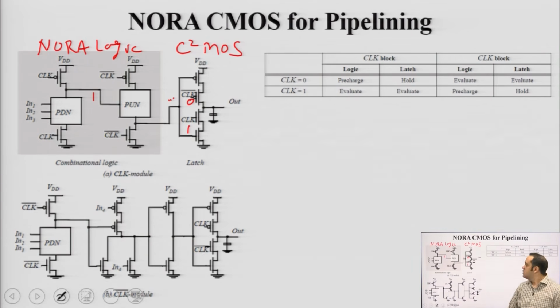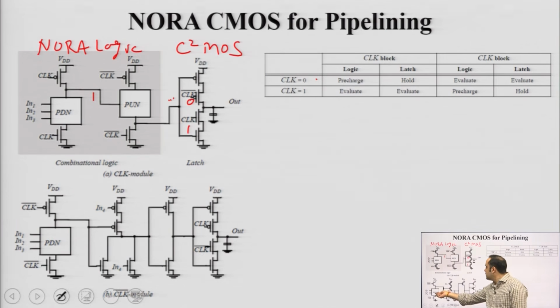So, when clock is 0, your logic stage in the CLK block, this is your CLK block, is pre-charging and your latch stage is in hold mode. Same CLK block, when clock is 1, your logic is evaluating and the latch is also evaluating. And when clock is 1, your CLK block starts to evaluate, and your latch also starts to evaluate for storage. The opposite is shown here, this is your CLK bar module.